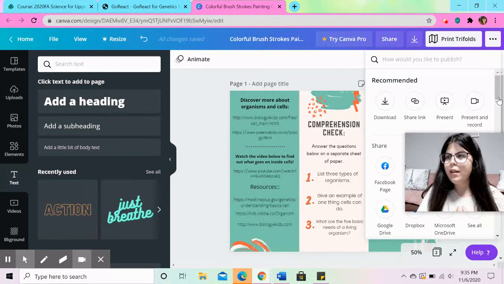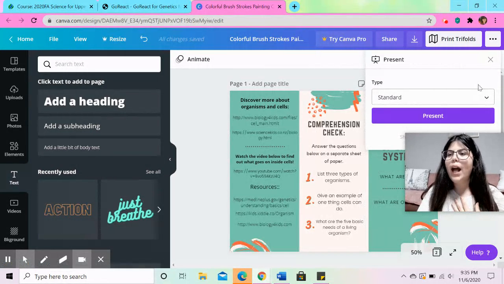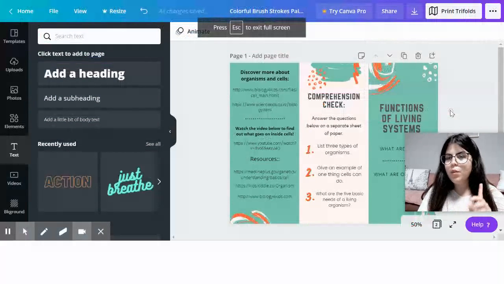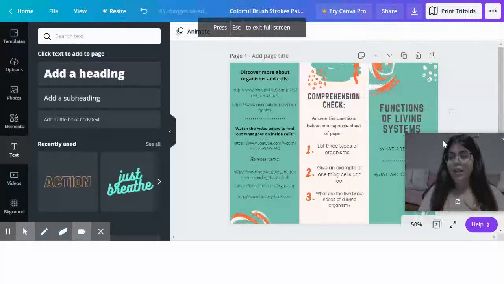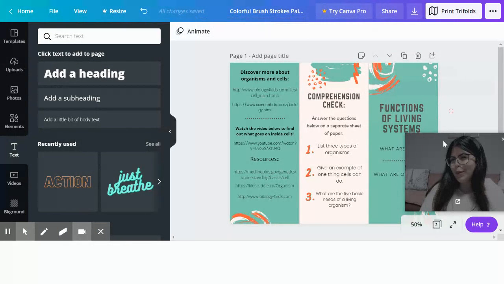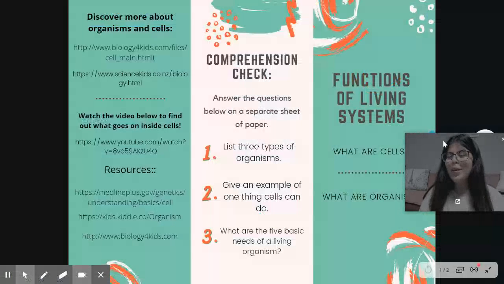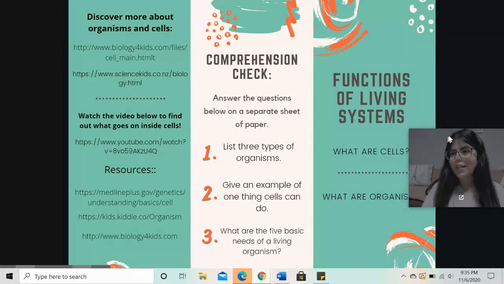Let me go ahead and put it in presentation mode. I focused on two main components, which we will figure out in a second once it decides to fill up the screen. They are cells and organisms.